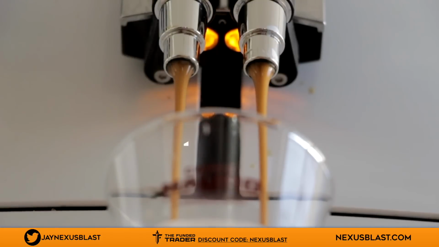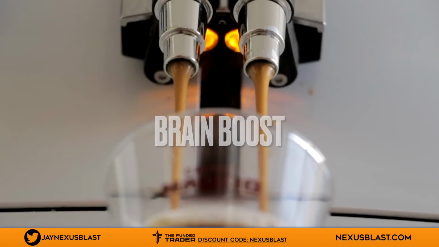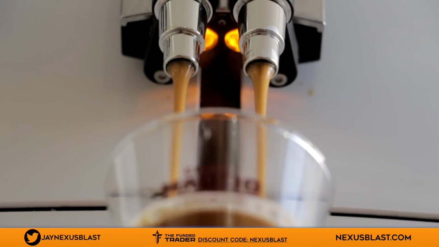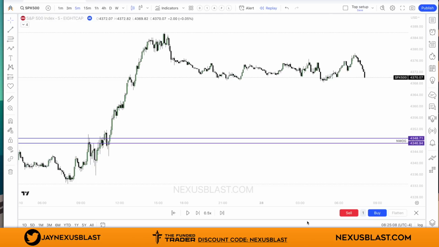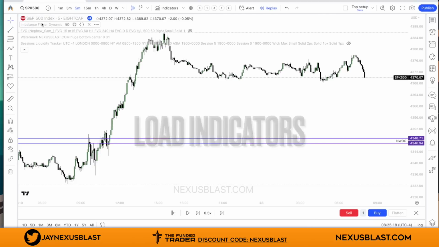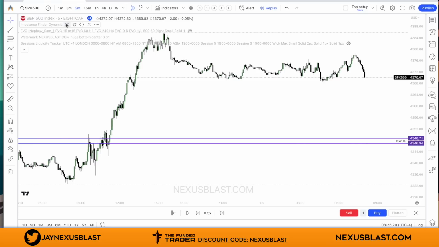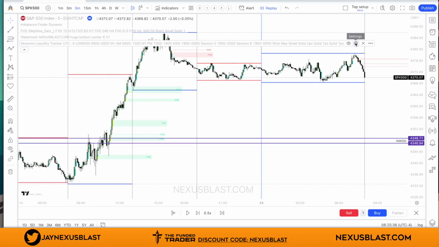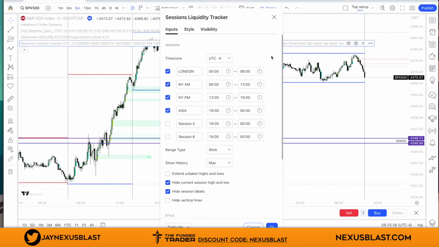I'll make myself some coffee, and then I get in front of the screen, and the first thing you would want to do is to load up your indicators on your chart. Here are the indicators that I use. I use an imbalance finder dynamic, I use a fair value gap indicator, and then we also have the coveted sessions liquidity tracker custom indicator for the strategy that I use. If you want to see the settings, this is what it looks like.